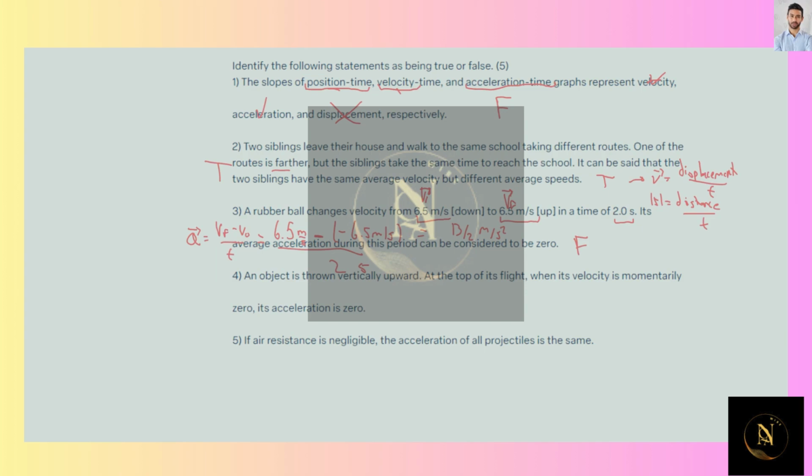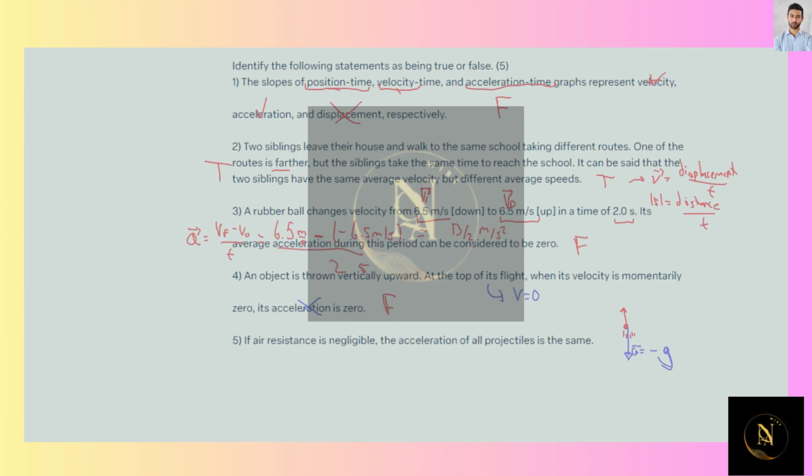Next up, an object is thrown vertically upward. At the top of its flight, when its velocity is momentarily zero, its acceleration is zero. And this is going to be false as well, because the acceleration of an object while it is going up is always going to be this. It's always going to have a value for acceleration equal to minus g at all moments. At the top of the flight, the velocity is going to be equal to zero, but the acceleration is not going to be zero.